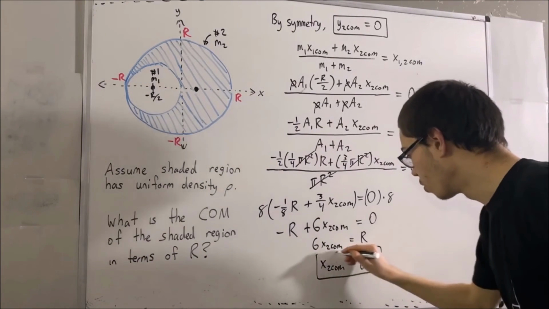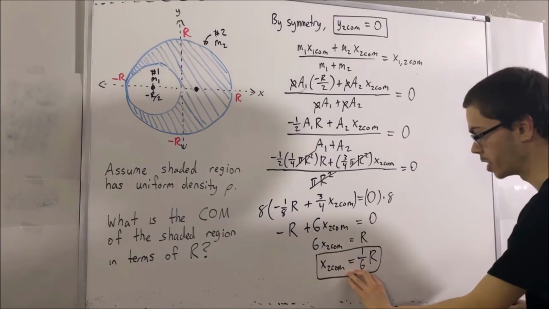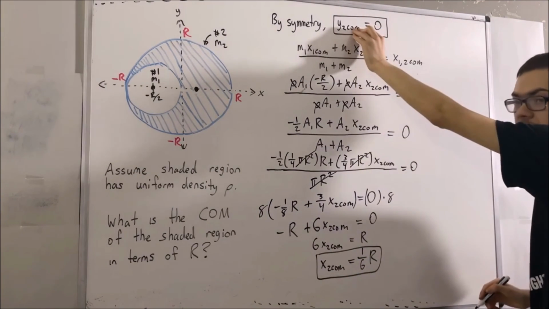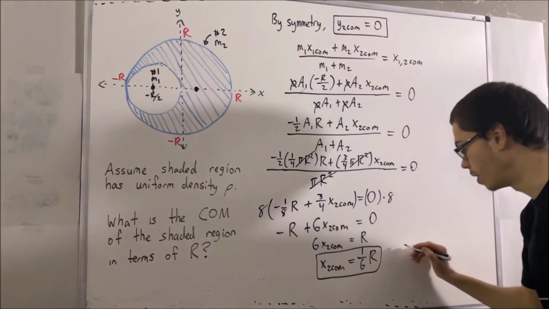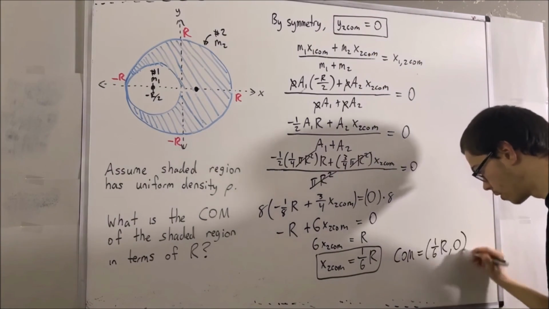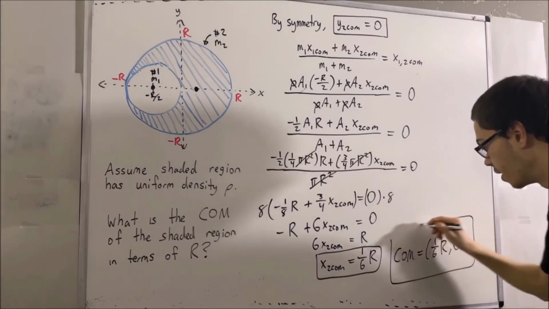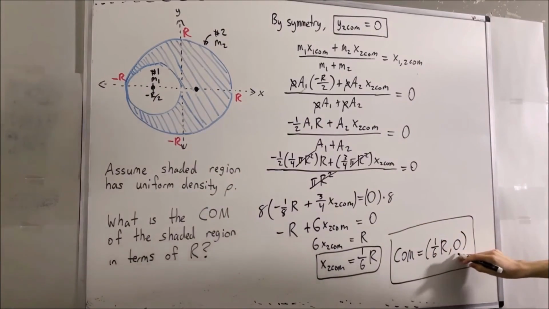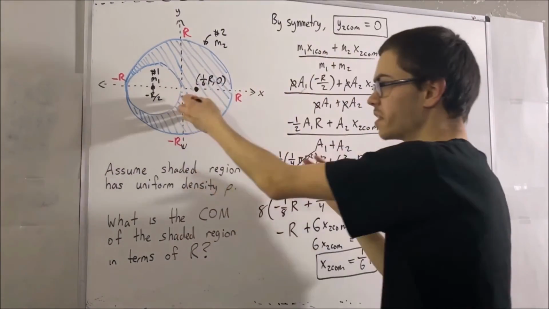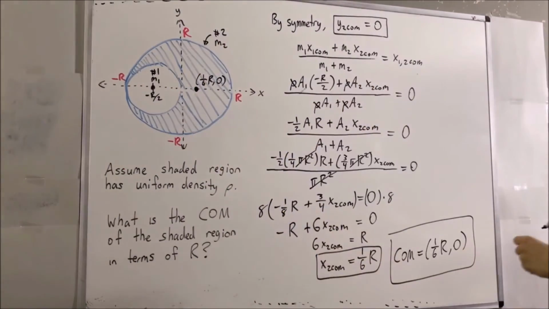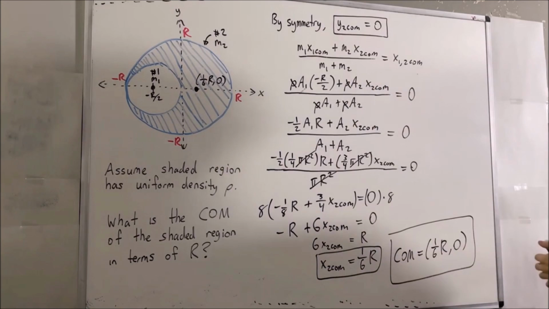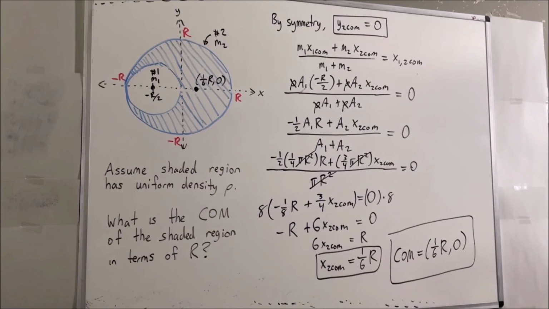So now we have the x center of mass of our shaded region and the y center of mass of our shaded region. And so writing this as an ordered pair, we have the center of mass of our shaded region is (1/6 r, 0). And so this is the center of mass of the shaded region. And yeah, that's pretty much the idea of how you could solve a problem like this. So yeah, that's pretty much it for this video.